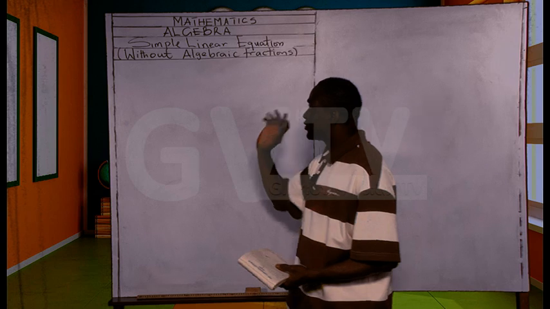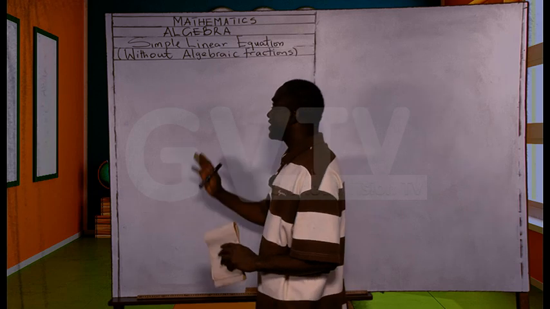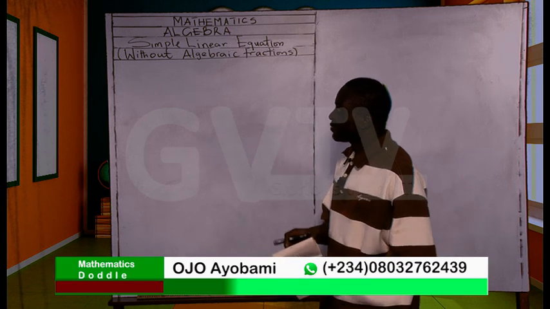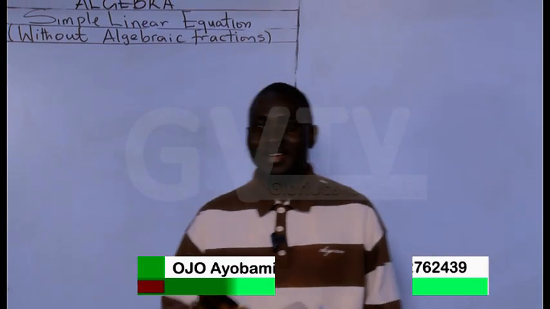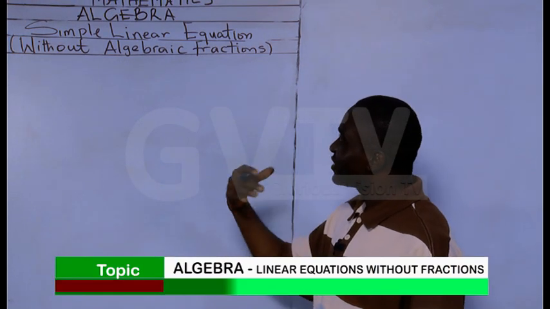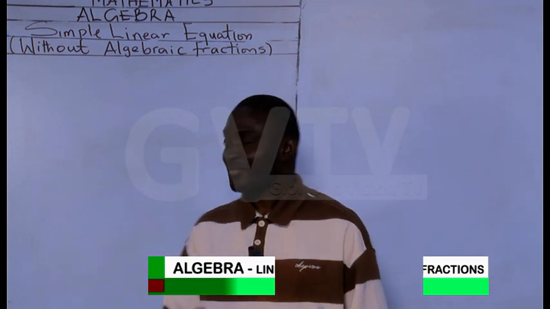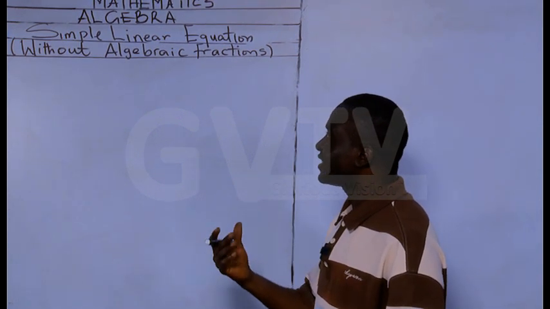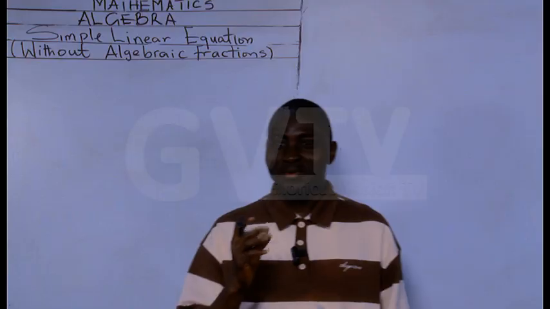As usual, I would like to introduce the topic and the subtopic. The main topic is algebra, and what we are about to do in that algebra, which is the subtopic, is a simple linear equation. On this simple linear equation, we are going to consider those linear equations without the algebraic fractions. Now let's pick it from what those equations labeled simple linear are. That is, what is a simple linear equation?